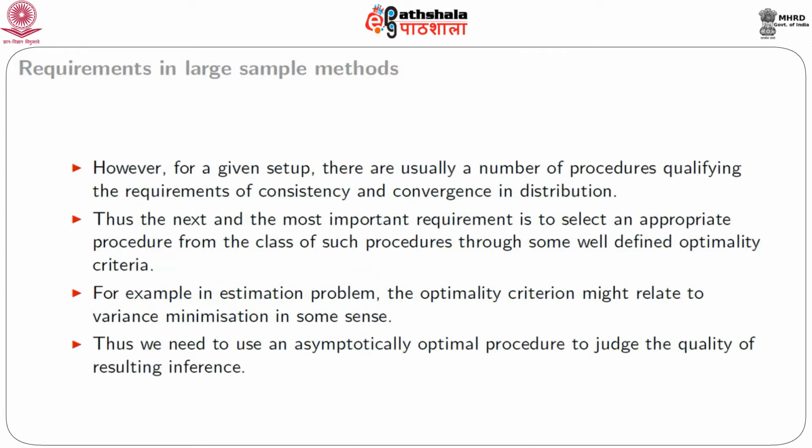However, for a given setup, there are usually a number of procedures qualifying the requirements of consistency and convergence in distribution. Thus, the next and most important requirement is to select an appropriate procedure from the class of such procedures through some well-defined optimality criteria. For example, in the estimation problem, the optimality criterion might relate to variance minimization in some sense. Thus, we need to use an asymptotically optimal procedure to judge the quality of the resulting inference.